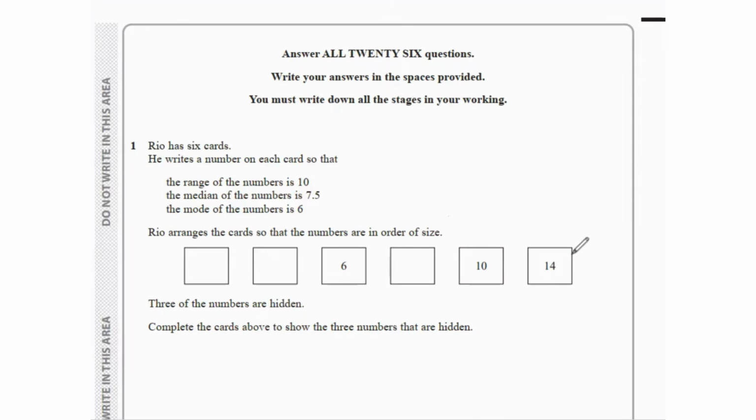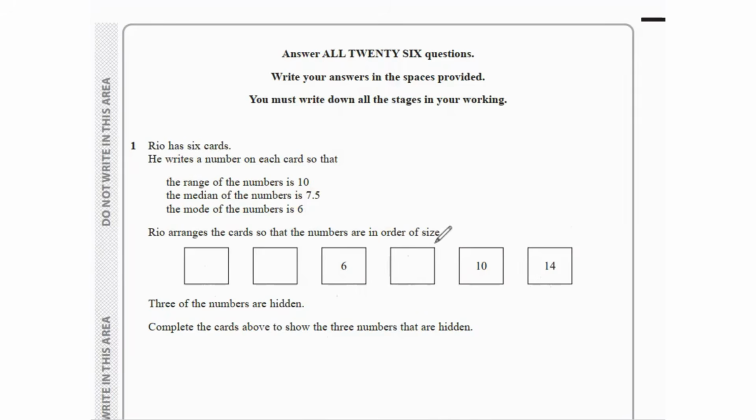So let's see how difficult this paper was, or was it easy overall? It says Rio has 6 cards. He writes a number on each card so that the range of the numbers is 10. The median of the numbers is 7.5 and the mode of the numbers is 6. Rio arranges the cards so that the numbers are in order of size. 3 of the numbers are hidden. Complete the cards above to show the 3 numbers that are hidden.